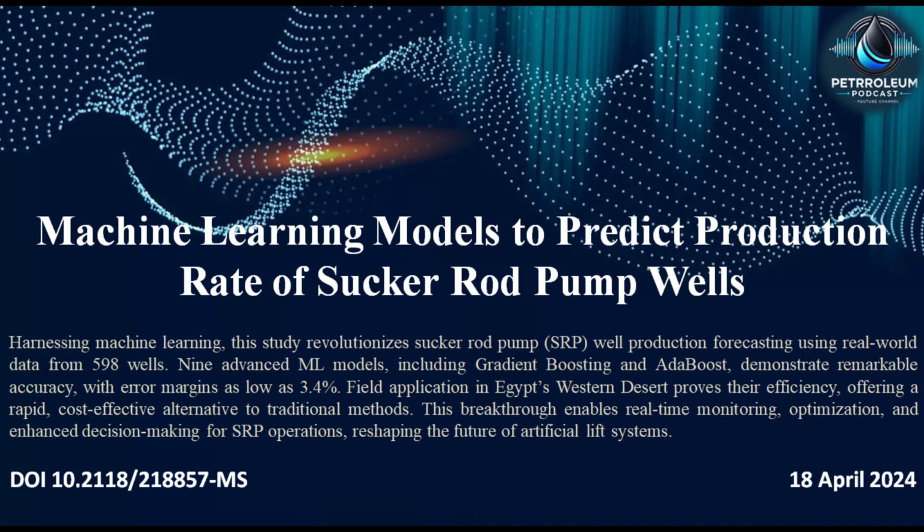Okay, so this paper looks at 9 different machine learning models to see which ones can best predict how much oil these pumps are bringing up. And they used a massive data set from Egypt, almost 600 wells tracked over 3 years. Yeah, it's a lot of data. And it's not just simple stuff either. Oh, right. What else did they look at?